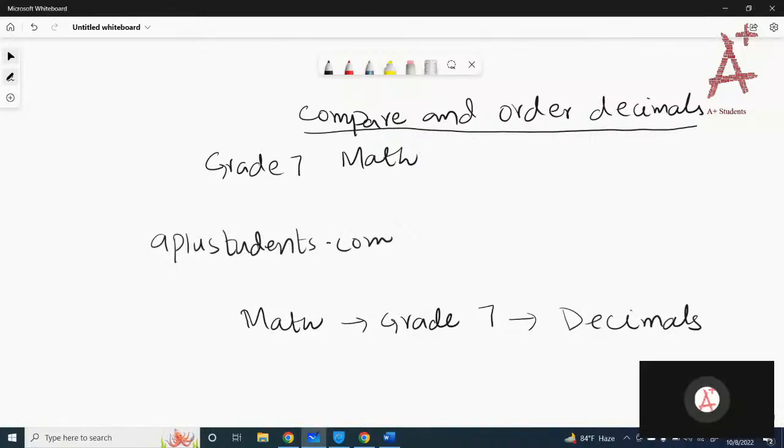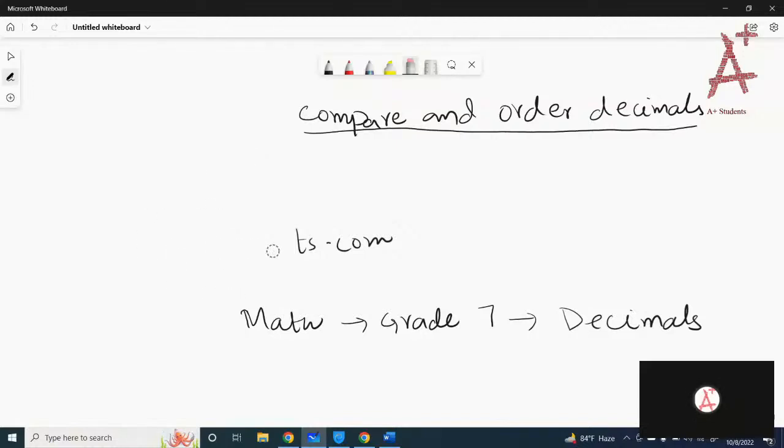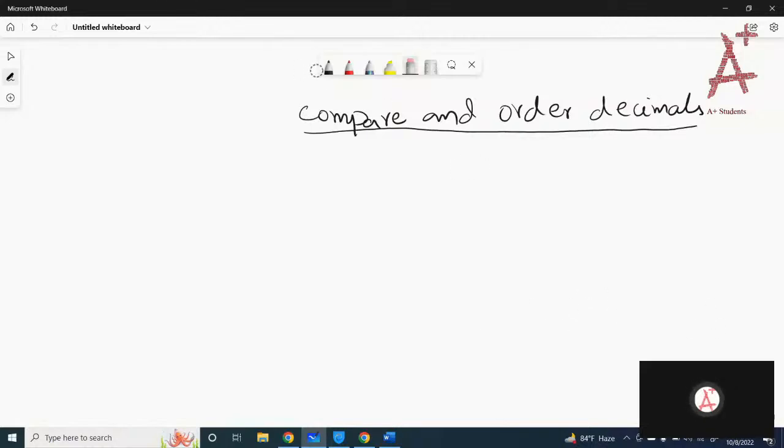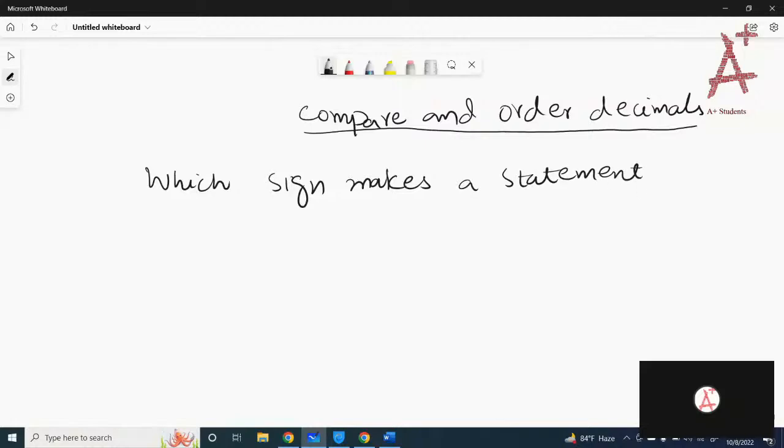Okay, so what you have to do, you are given decimals. You have to either compare them or arrange them. You need to see which one is smaller and which one is greater. Let's start with an example. Now, which sign makes a statement true? You are given two numbers, you have to compare them. Okay, the numbers are 6.18 and 8.58. You have to compare these two numbers.